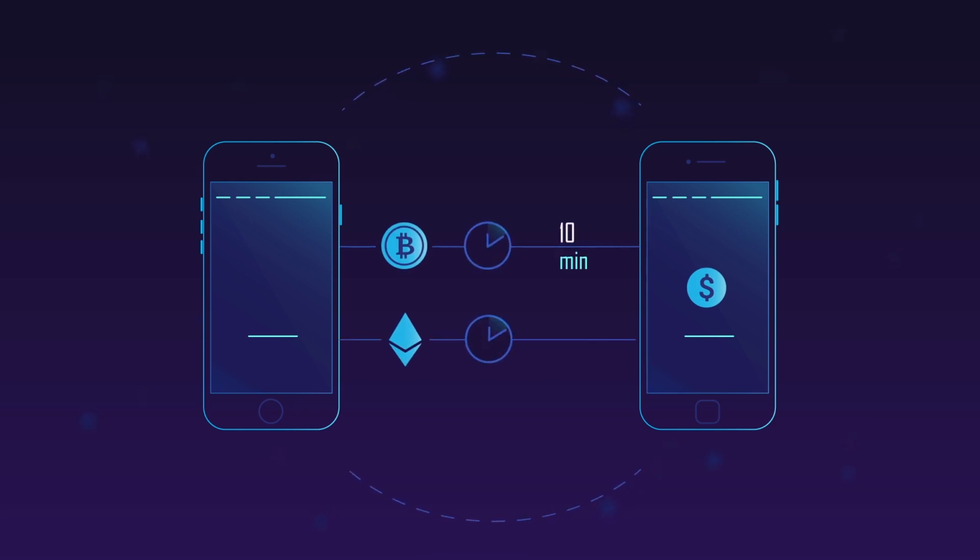Why are transactions so slow now? Because to get a transaction confirmed in the whole network, you need to wait for a block to be created. It is 10 minutes for Bitcoin and about 15 seconds for Ethereum. You always have to wait until a block is created and then your transaction can be confirmed.